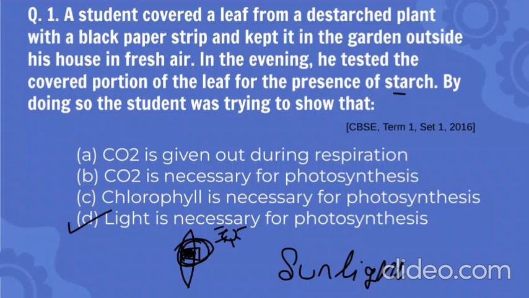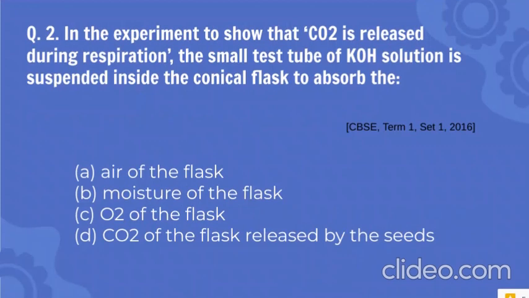Now, next question. In the experiment to show CO2 is released during respiration, a small test tube of KOH solution is suspended inside the conical flask to absorb the... What is KOH? Potassium hydroxide. KOH solution is put in the small test tube suspended in the conical flask to absorb what?